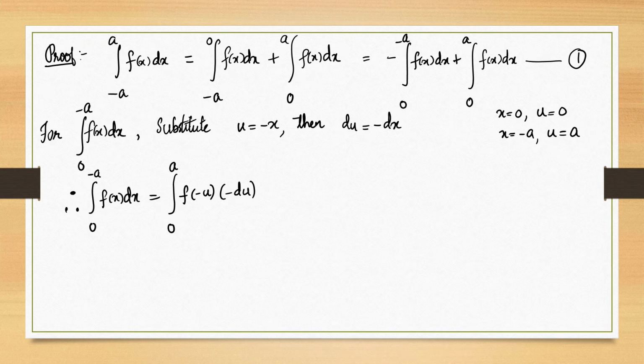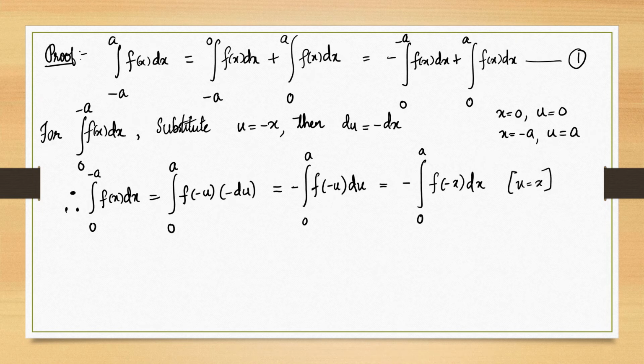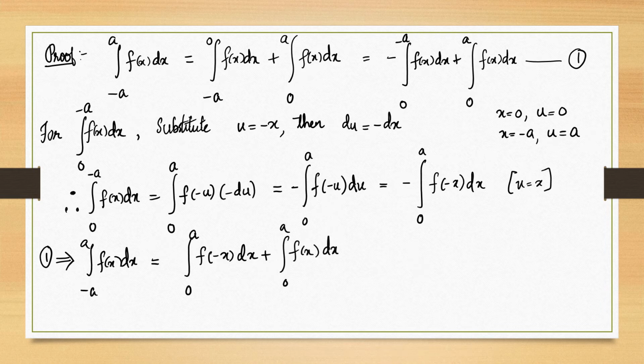to a of f(minus u) into minus du, which is equal to minus the integral from 0 to a of f(minus u) du, which is same as minus the integral from 0 to a of f(minus x) dx. We just renamed u as x. Now we substitute in equation 1, and we obtain the integral from minus a to a of f(x) dx as minus and minus get cancelled, the integral from 0 to a of f(minus x) dx plus the integral from 0 to a of f(x) dx, which is equal to the integral from 0 to a of f(minus x) plus f(x) dx.